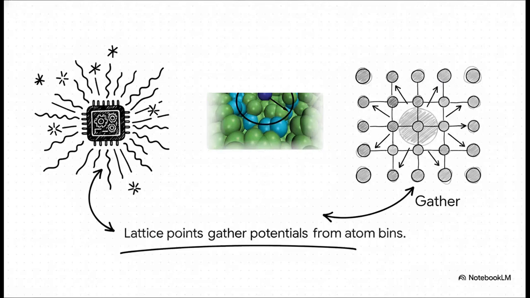And this setup causes a massive paradigm shift in how the algorithm handles data. See, older CPU codes usually use a scatter method. You calculate a value and try to scatter the results outward. But on a GPU, that causes massive data collisions. So they just flip the script and use a gather approach instead. Lattice points simply gather the potentials from those surrounding atom bins right into shared memory. No collisions, no bottlenecks, just incredibly smooth, fast computation.